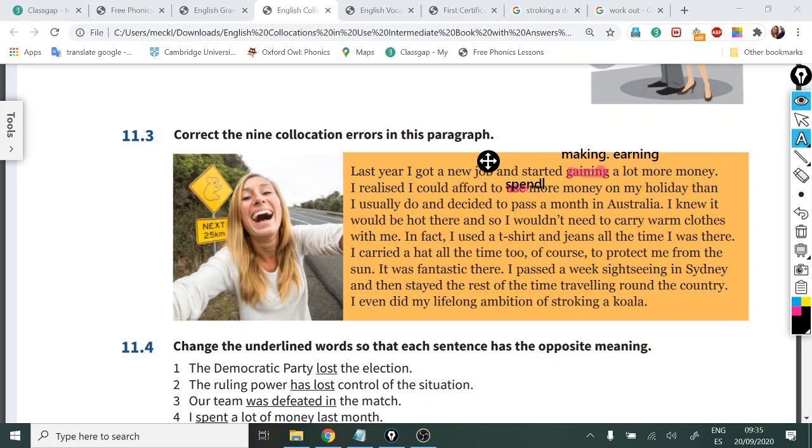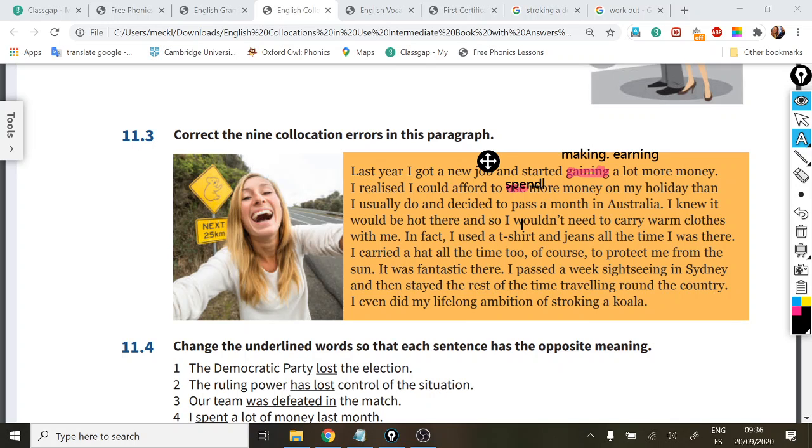Okay, you spend more money. So I realized I could afford, well, I had enough money to spend more money, yeah? So I could afford to spend more money on my holiday than I usually do. So this is like a repetition of spend.